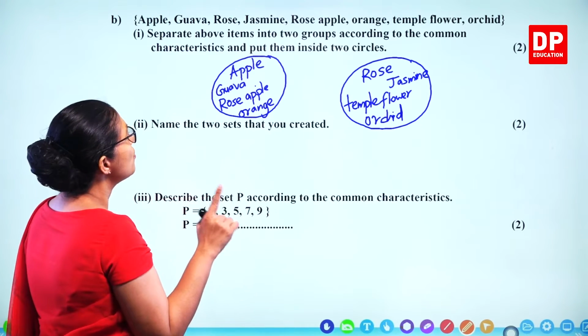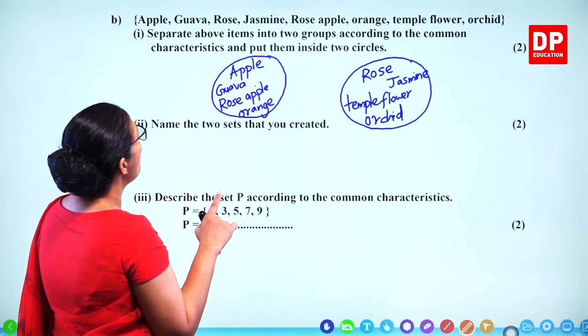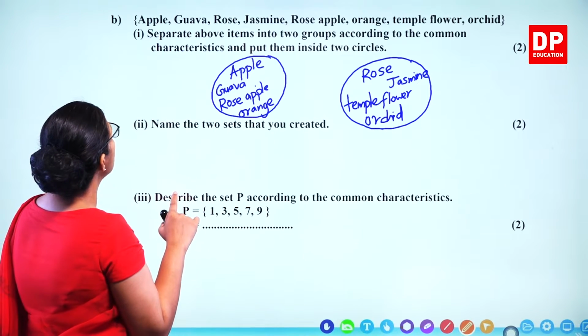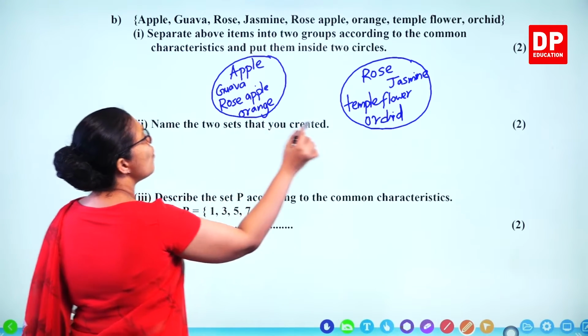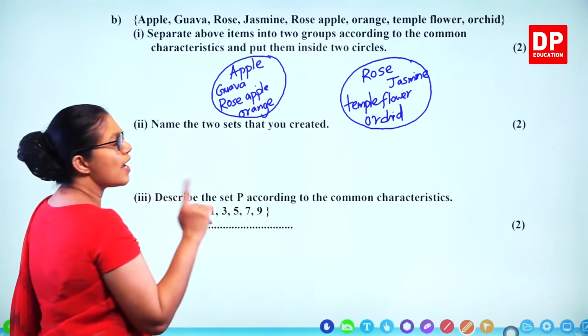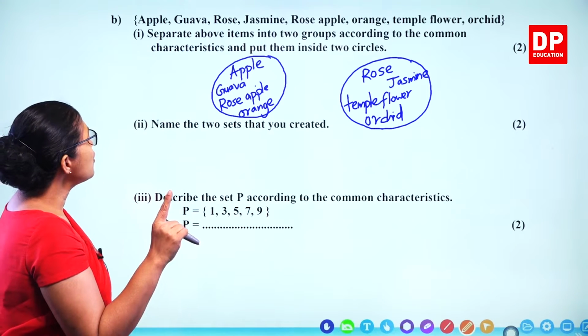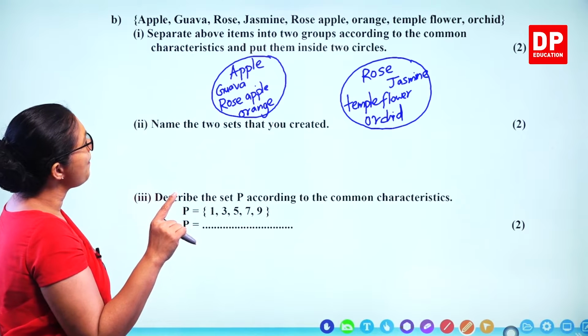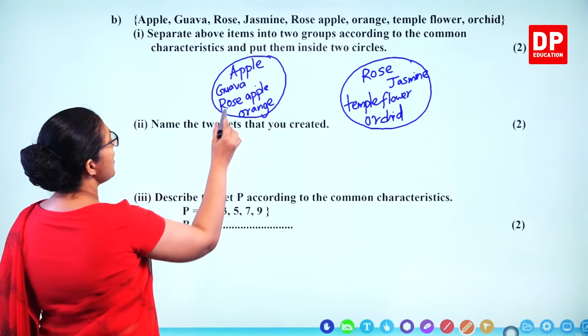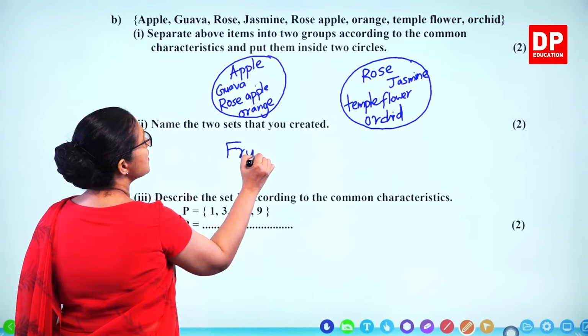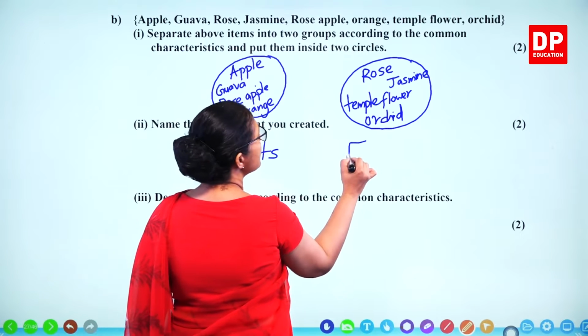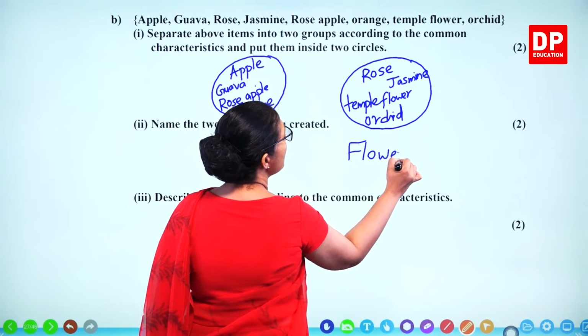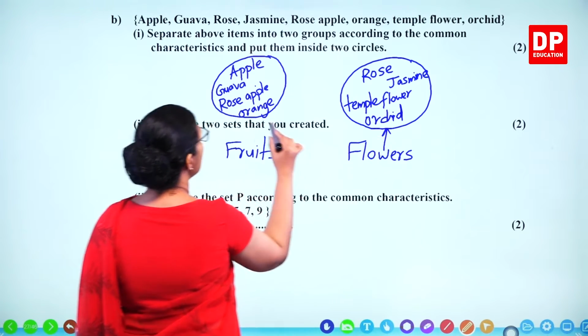So altogether 1, 2, 3, 4, 5, 6, 7, 8. Those are the two groups. Name the two sets that you created. What can you say? Fruits and flowers. You can give names, fruits and flowers.